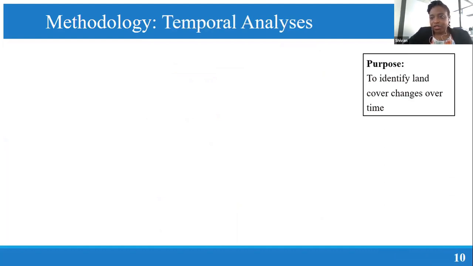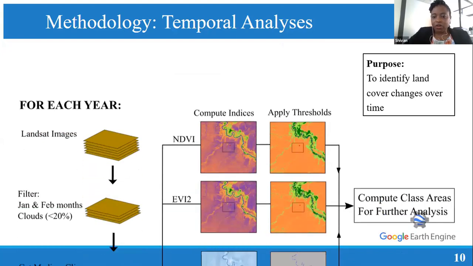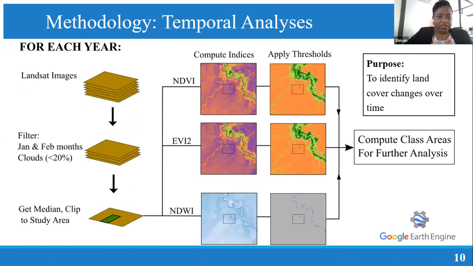Then, after thresholds were obtained, temporal analyses were conducted. And this was to identify land cover changes over time, also done using the Google Earth Engine platform. For each year, I got Landsat surface reflectance images, and I filtered based on the month and the clouds. I got the image, clipped to the study area. I compute indices for each of these years, and I apply the thresholds that I developed, and then I compute class areas for further analysis.